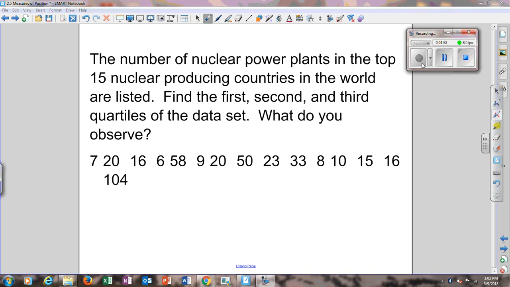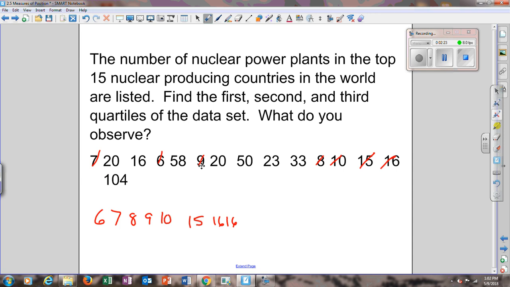All right, so list them out in order. You have 6, 7, 8, 9, 10, and 15, 16, 16, and 20, 20, 23, 33, 50, 58, and 104.